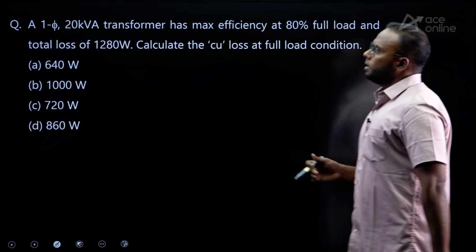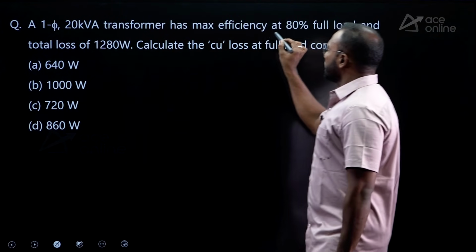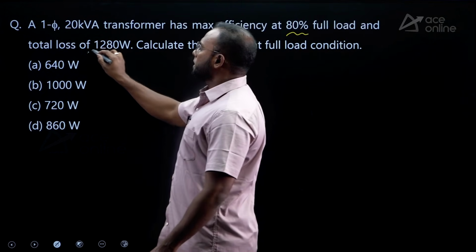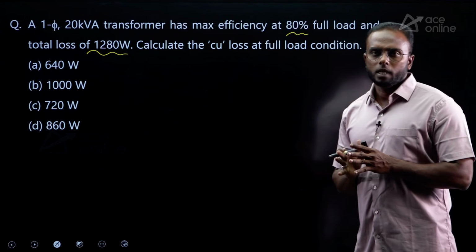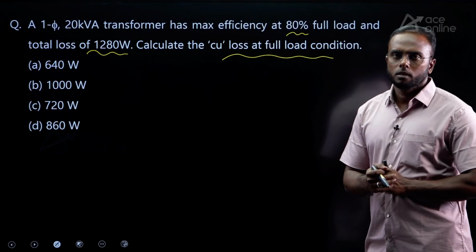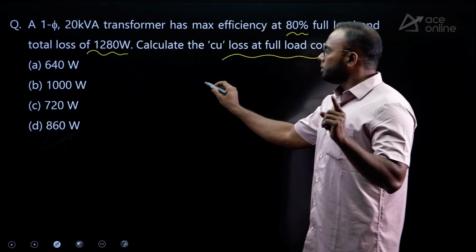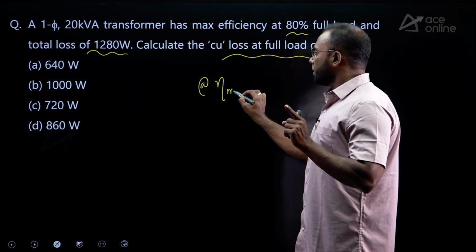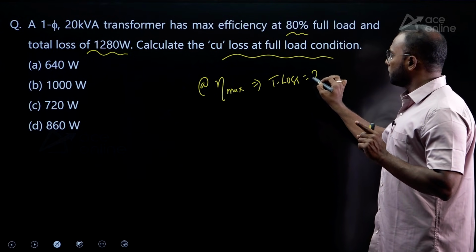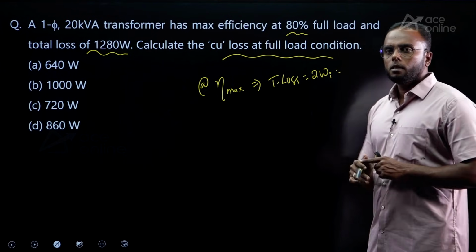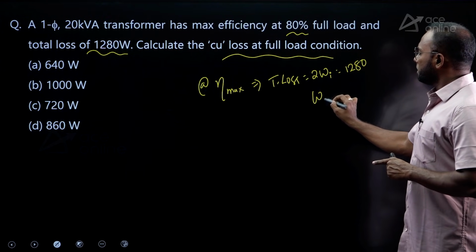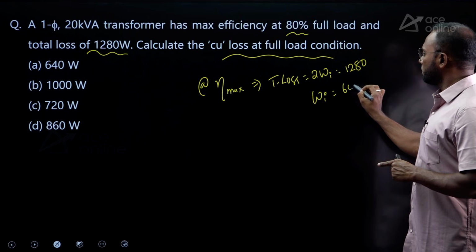Next, a single phase 20 kVA transformer has maximum efficiency at 80% of full load, and the total loss at that time is 1280 watts at maximum efficiency. Calculate the copper loss at full load condition. See, we know that at maximum efficiency, what is the total loss of the transformer? 2 times the iron loss, no? 2 Wi. Then the 2 Wi value is given as 1280 watts. Then what is the iron loss here? 1280 by 2, meaning 640 watts.